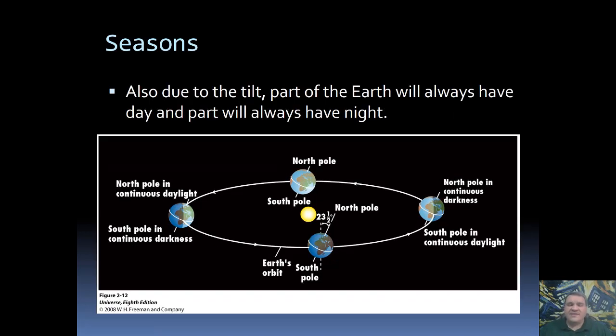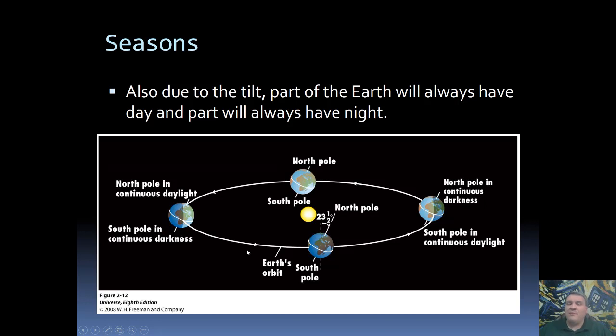Now, because of this, part of the Earth is going to be tilted towards the Sun, and some of it's going to be tilted away from the Sun, depending on where the Earth is in its orbit. This is also going to mean that some of the Earth will always be tilted towards the Sun, again, depending on time of year, and some of the Earth will always be tilted away from the Sun.